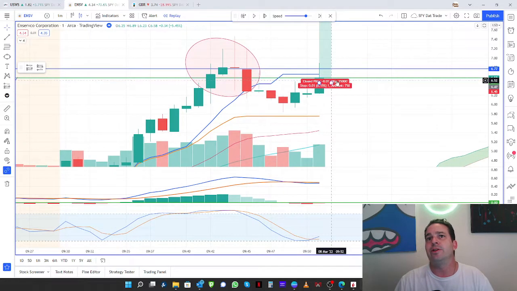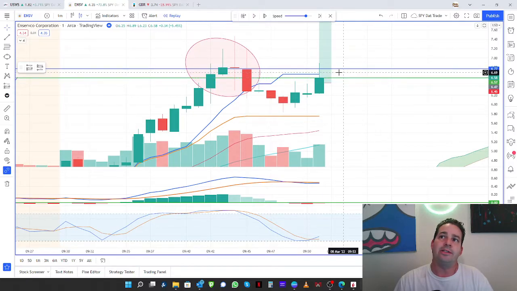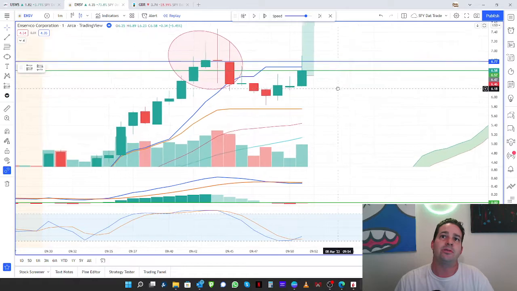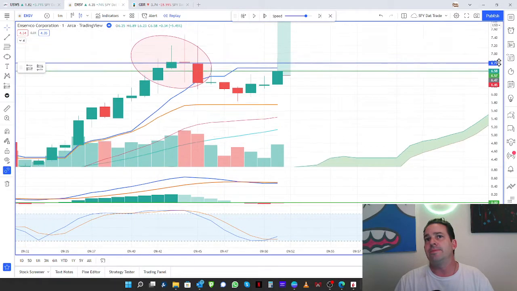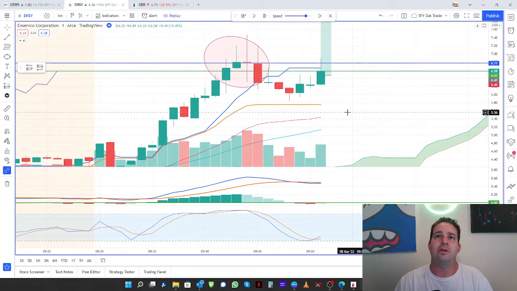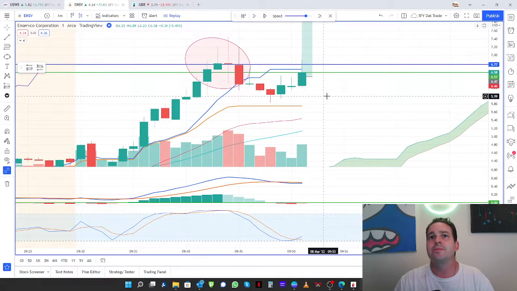Unfortunately, I got filled a little low. It would have been nicer to be out a little higher than that, but it is what it is. Sometimes you're going to get fills that, you know, don't capture as much profit as you want. But hey, at the end of the day, I profited on this trade.